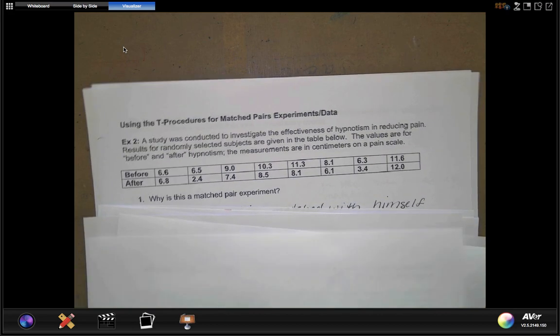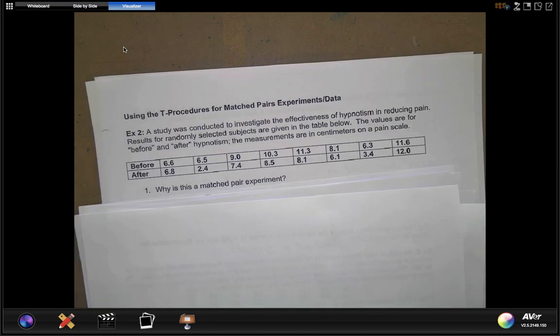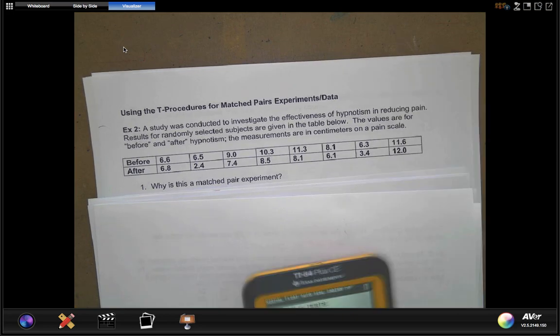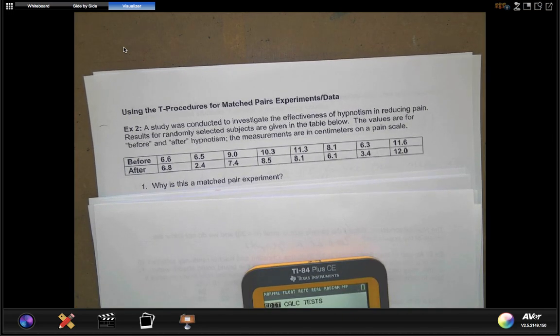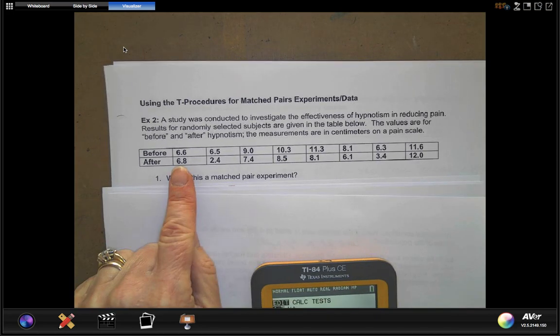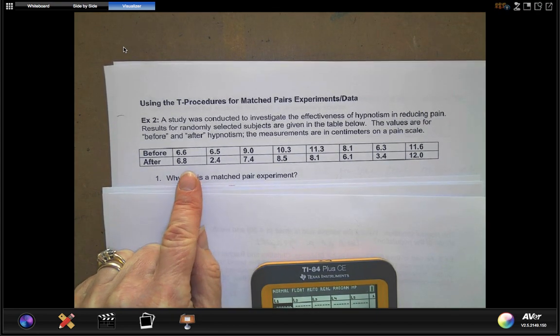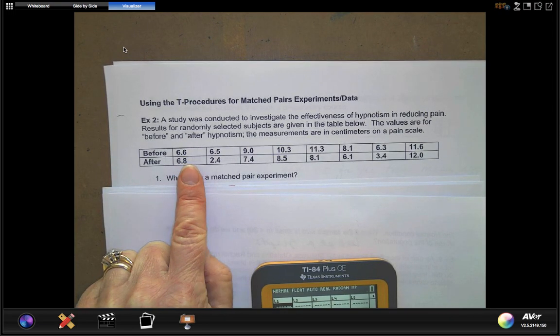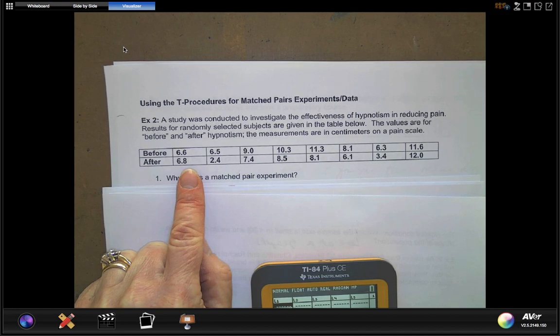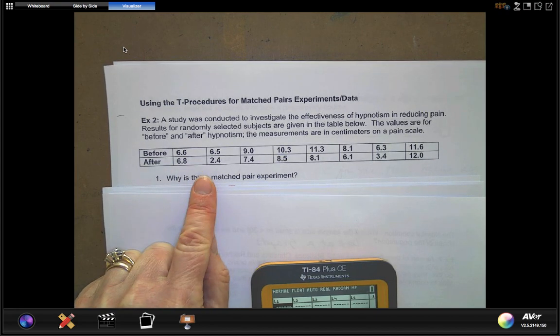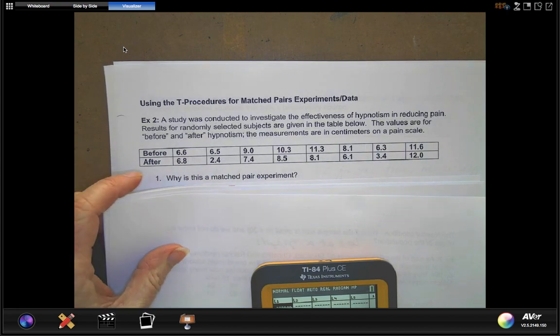The other thing that falls into this chapter is this idea here of these matched pairs. So a matched pair, well, here's an example. A study was conducted to investigate the effectiveness of hypnotism in reducing pain. Results for randomly selected subjects are given in the table below. The values are before and after hypnotism. The measurements are in centimeters on a pain scale.